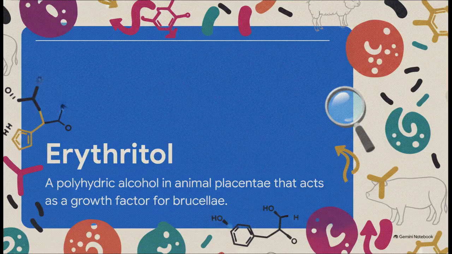But why? Why does this bacteria go after the reproductive organs so specifically? Well, the answer comes down to a specific chemical called erythritol. This is a polyhydric alcohol that is naturally found in incredibly high concentrations in the placentas of cattle, sheep, goats, and pigs. For Brucella, erythritol is literally a superpowered growth factor. The bacteria are chemically drawn to the placenta, the mammary glands, and the epididymis simply because it provides the absolute perfect, nutrient-rich environment for them to explode in numbers.